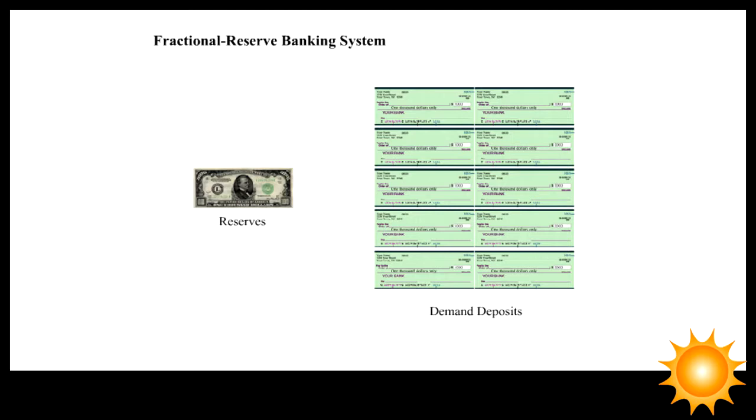Therefore, in a fractional reserve banking system, the central bank does not have to print $100,000 of currency to create $100,000 of money supply. Instead, the central bank needs to print only a fraction of the total money supplied. This fraction depends on the average circulation needs of the banking customers.